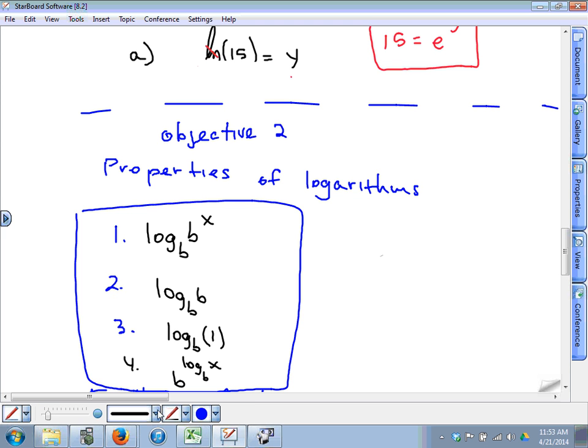Number 2 is log base B of B. Number 3 is log base B of 1. And number 4 is B as a base, and then the exponent is log base B of x.